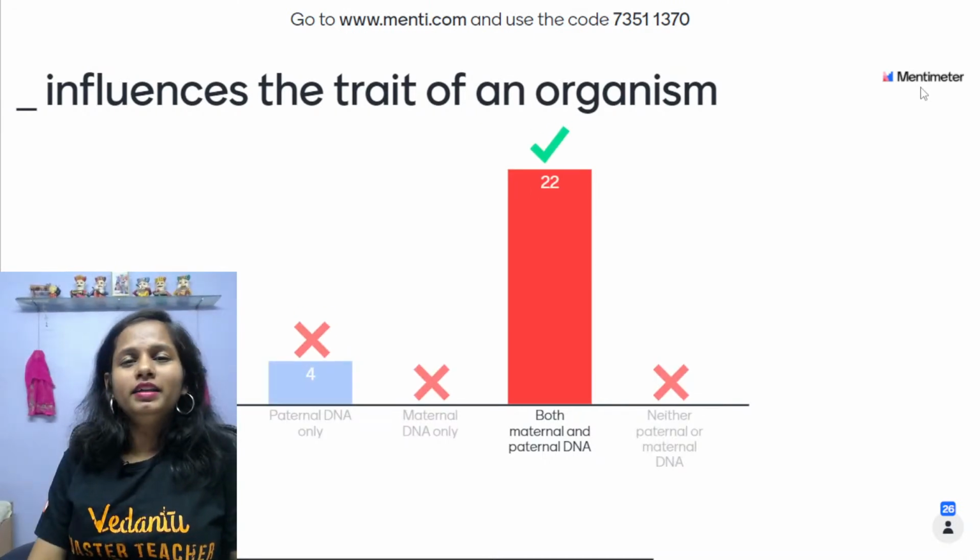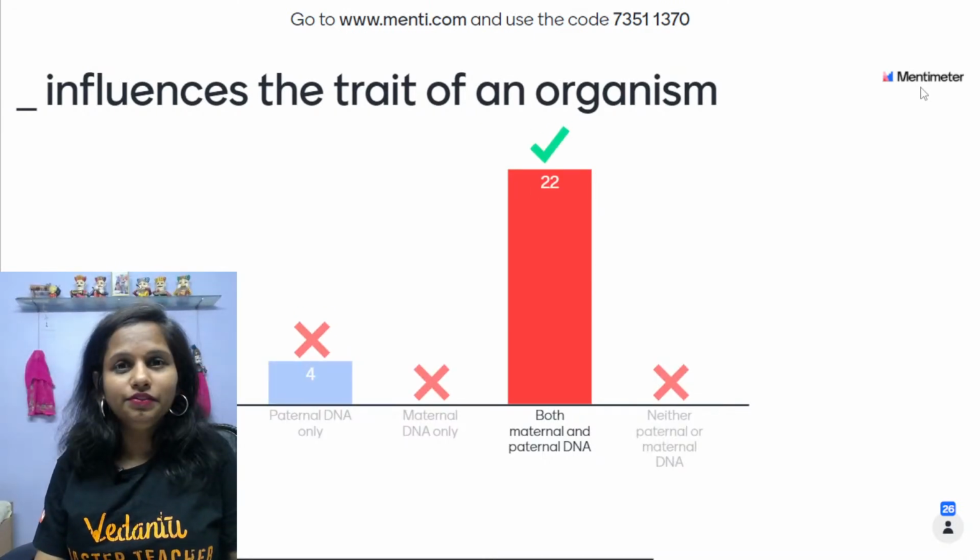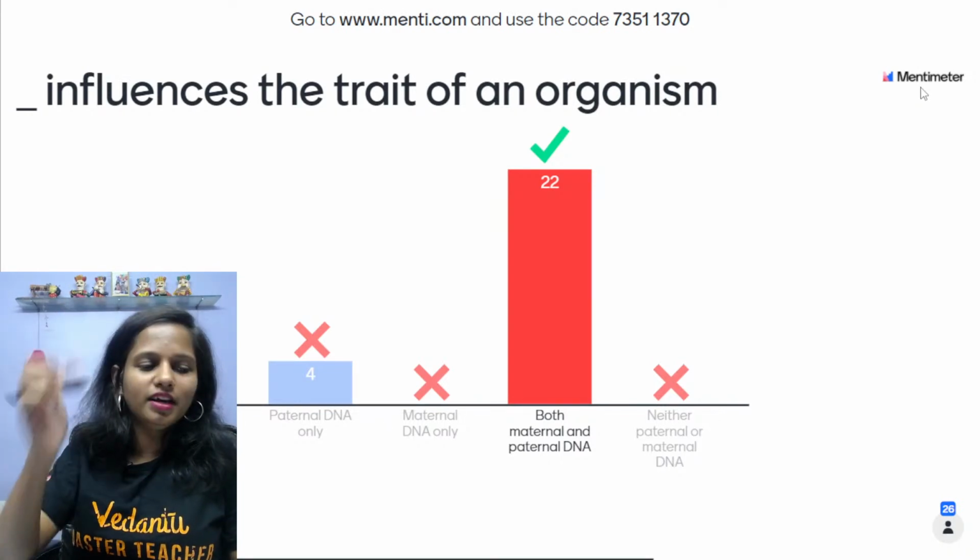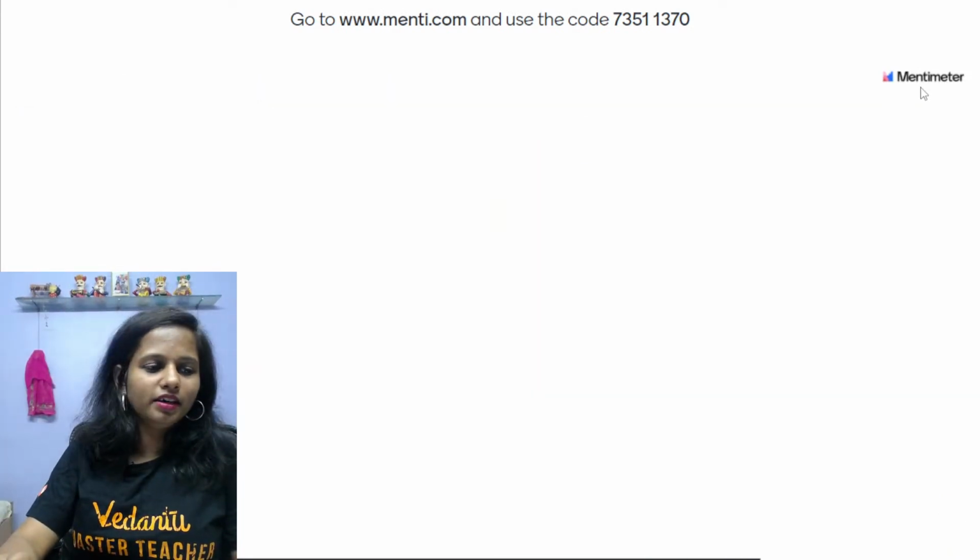So yes, bacha Ati, it's the maternal DNA 50%, paternal DNA 50%, total 100% that influences our traits. Correct, absolutely correct.